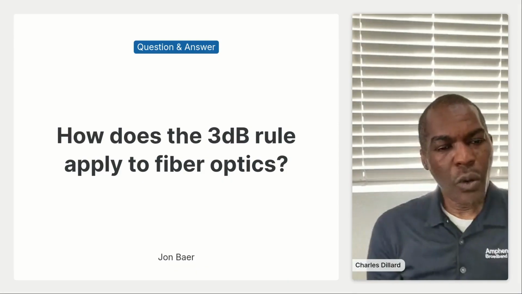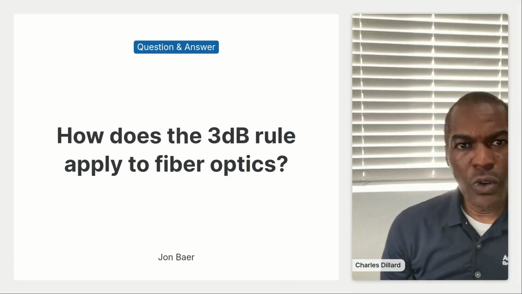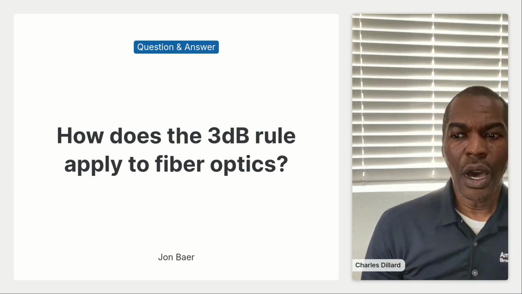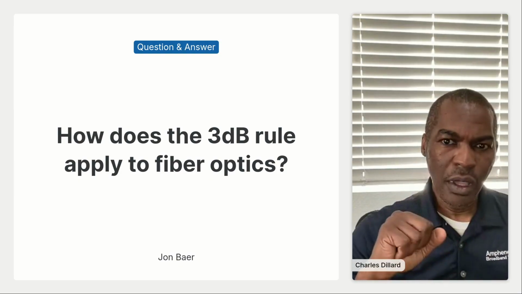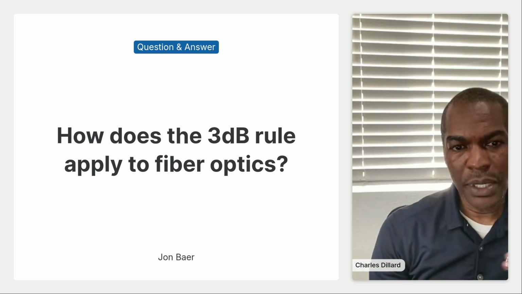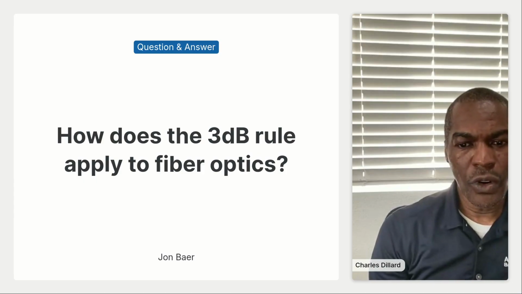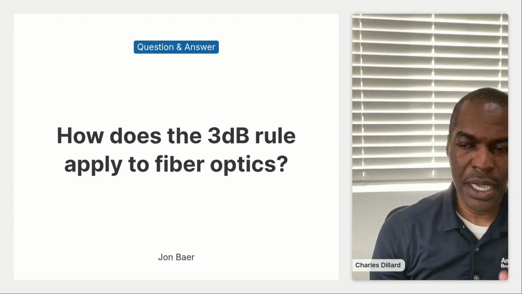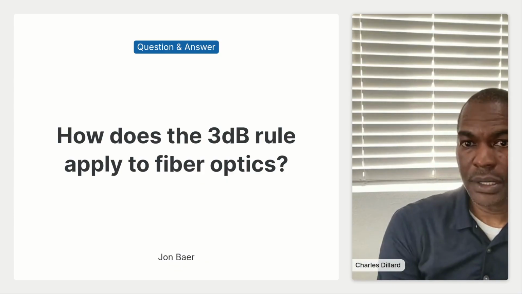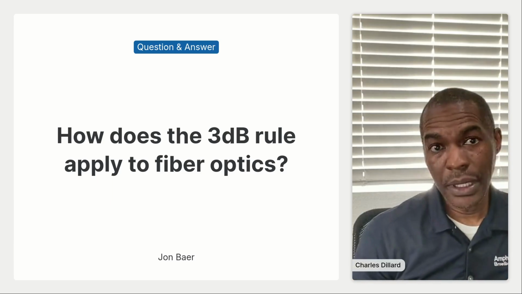But great question. We have another question from John. How does the 3 dB rule apply to fiber optics? With the 3 dB rule, for the ones that have heard it before, you may have also heard the 6 dB rule, which deals more with the voltage side of the house, when you're talking about coax. The 3 dB rule simply states that anytime your signal changes by 3 dB, your power, when we talk about milliwatts, has doubled.